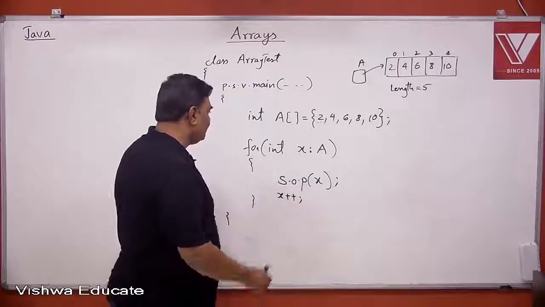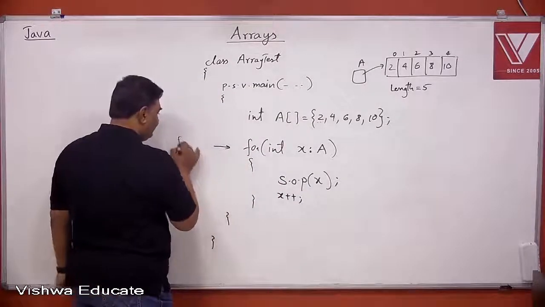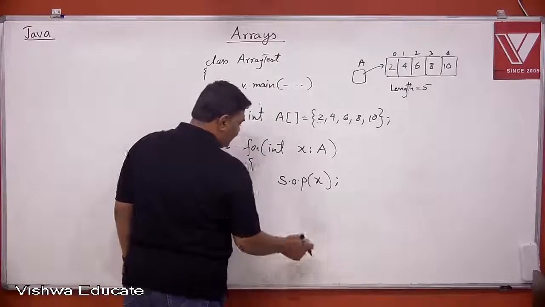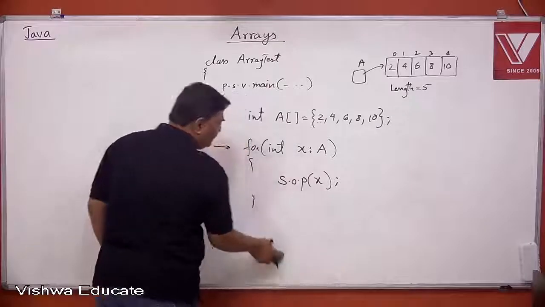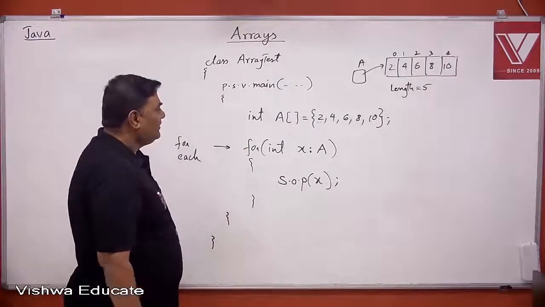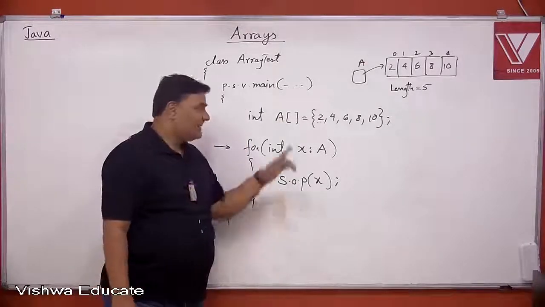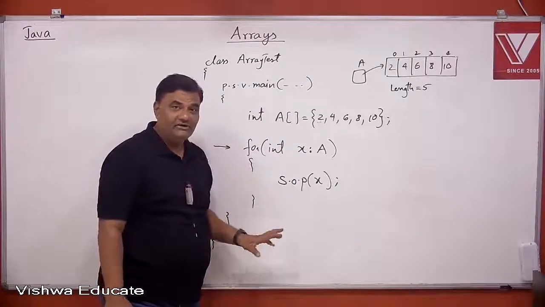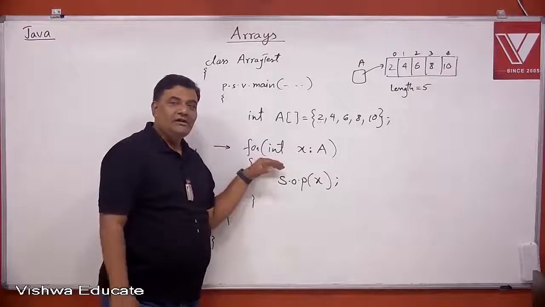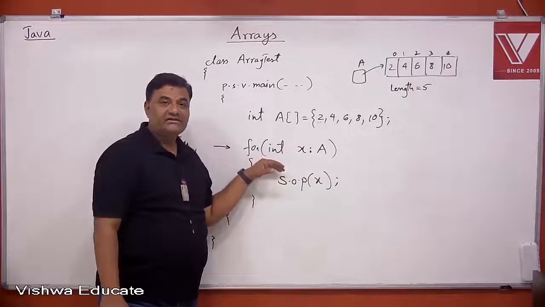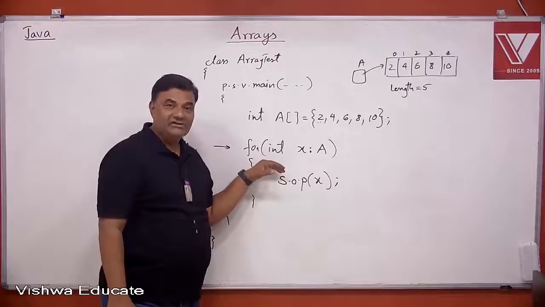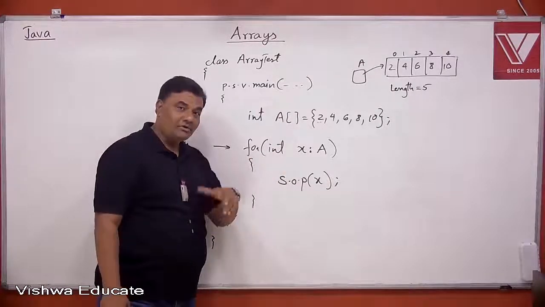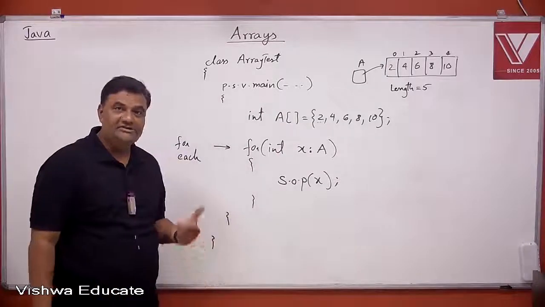So what do you call this loop? This is called the for each loop. The for each loop will access all the elements of an array, whatever the size may be. It will access all the elements of a collection. It's not just meant for arrays. It's a very powerful loop. It helps a lot. It has reduced a lot of extra code written by programmers. So this loop has brought a big change in programming in Java.